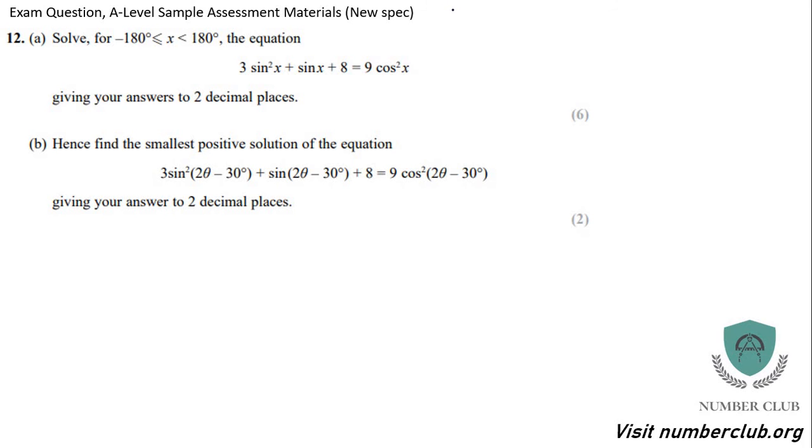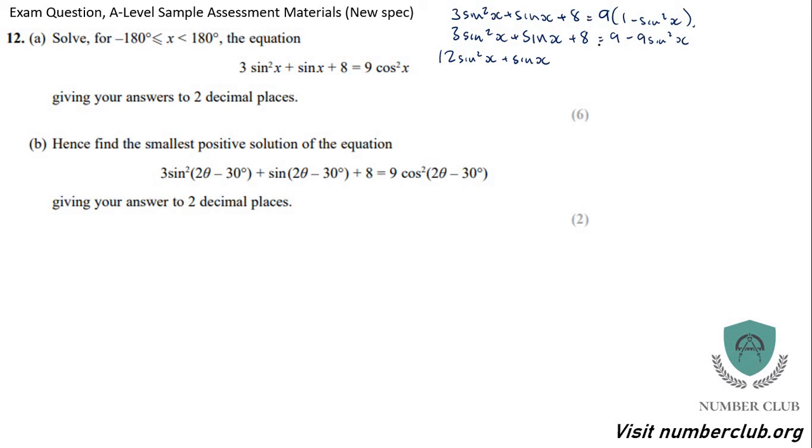So we've got 3 sine squared x plus sine x plus 8 equals 9 lots of 1 minus sine squared x. So we'll get 3 sine squared x plus sine x plus 8 equals 9 minus 9 sine squared x. Move your negative 9 sine squared x, which will be 12 sine squared x plus sine x, and we'll have negative 1 equals 0.